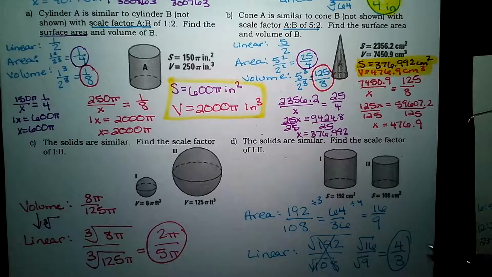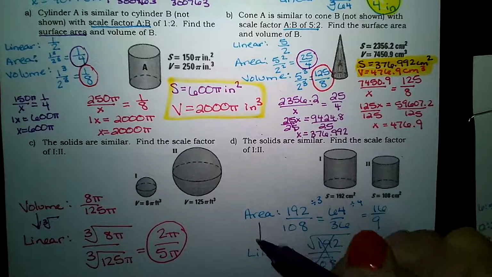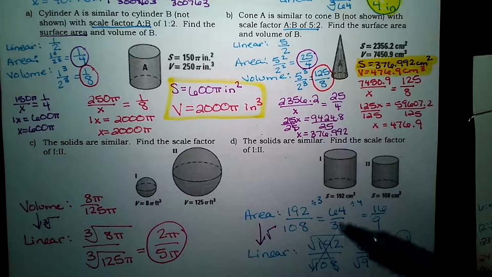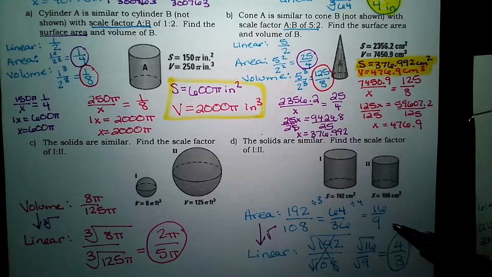And then finally, the last example, the solids are similar. Find the scale factor. So again, the linear ratio. And this time they gave me the area. Well, I started with just trying to take that area and take a square root of it, because to get from area to linear, you take a square root. But this gave me a bunch of decimals. So then I started thinking, well, maybe I should reduce this ratio first. So I started reducing it down, and the furthest I could reduce it is 16 over 9. When I take the square root of 16 and the square root of 9, I get a final linear ratio of 4:3.